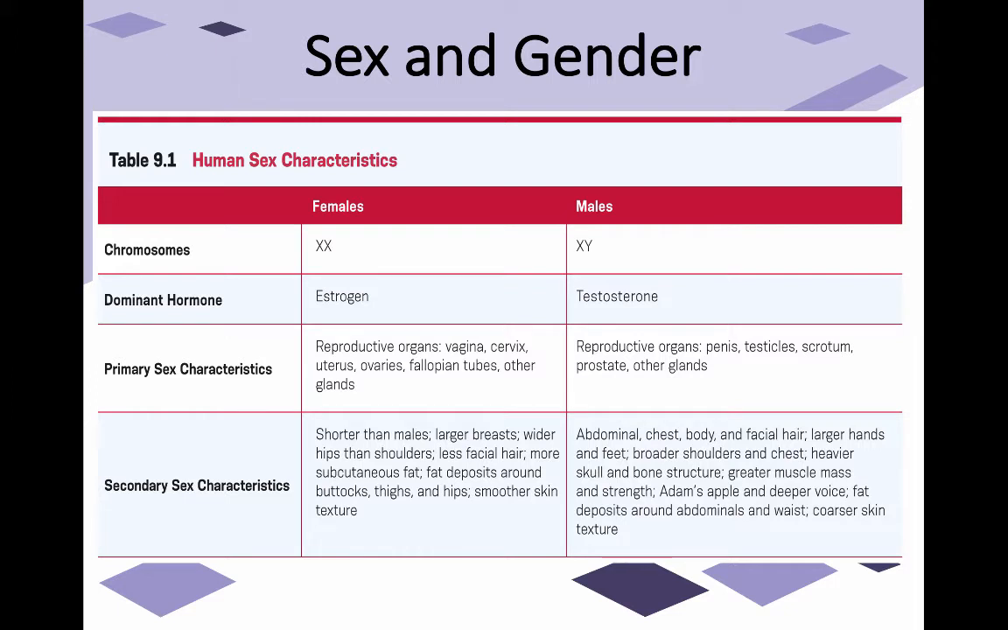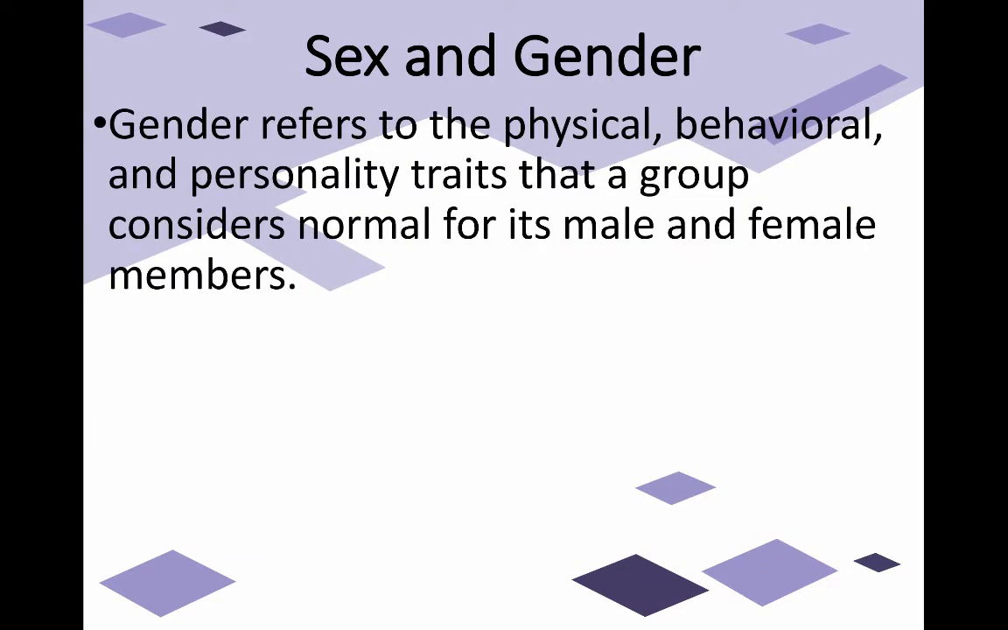The two main sex categories that we acknowledge. Obviously, this is the table from your book that talks about these sex characteristics. But again, one in 1,000 babies is born intersexed, meaning that these are not the only distinctions, right? Of course, there are chromosomal and hormonal differences, differences in reproductive organs, and secondary sex characteristics, such as body hair, skin texture, proportions, all that kind of stuff. So gender is different, right?